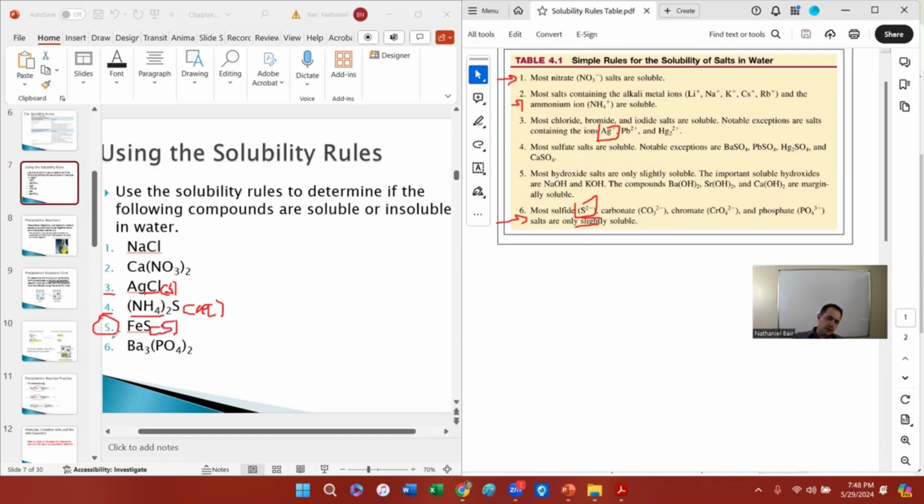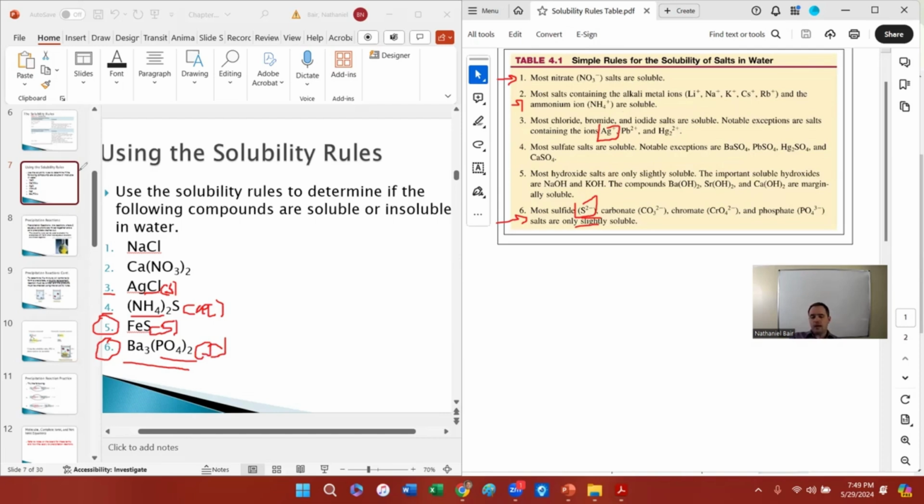Speaking of 6s, let's look at number 6. Barium phosphate. Rule 1, no nitrate, acetate, or chlorate. Rule 2, no alkali metal ion or ammonium cation. Rule 3, right? No chloride, bromide, or iodide. Rule 4, no sulfate. Rule 5, no hydroxide. Rule 6, we got a phosphate, folks. Rule 6 says sulfide, carbonate, chromate, and phosphate salts are insoluble. That's a phosphate salt. That is insoluble. We write an S for solid. That guy would stay a solid.